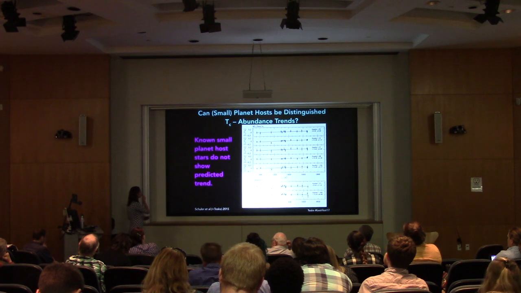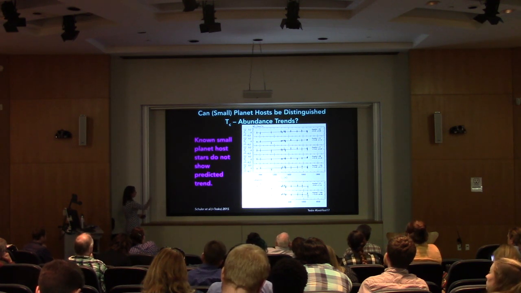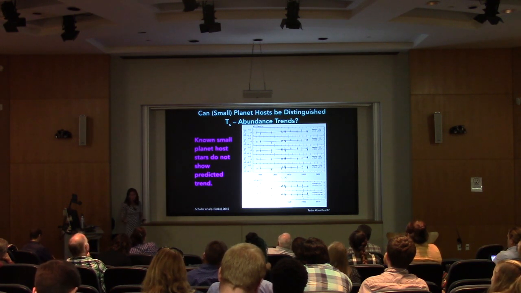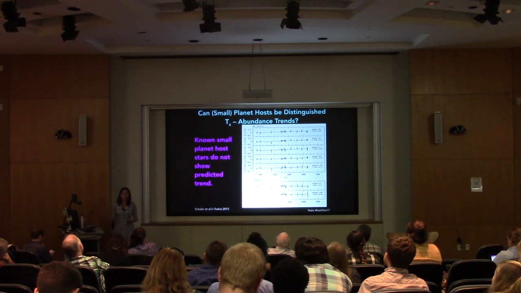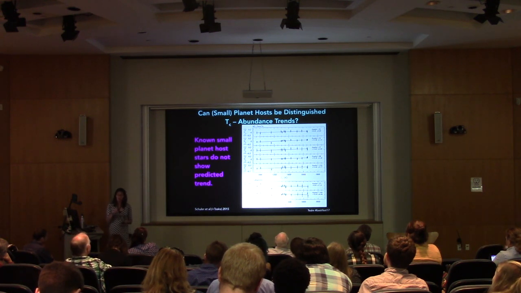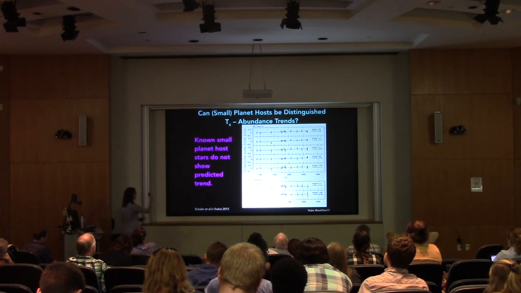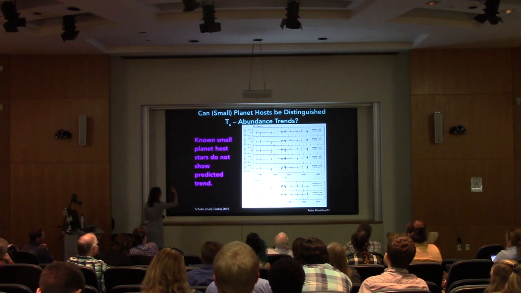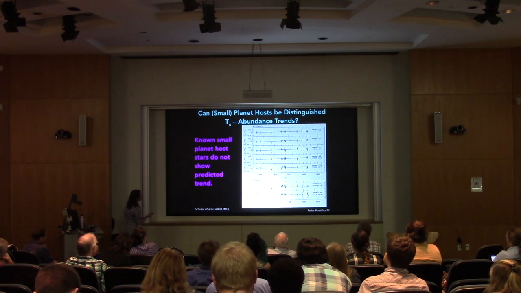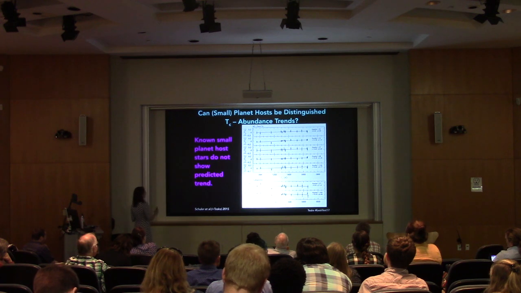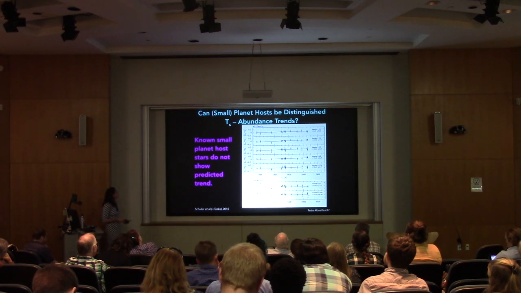And I just also wanted to mention, I've done work with Simon Schuller looking at stars that we know host small planets. And so if we know that they have small planets, we would expect them to have this same depletion in the refractory elements, and we don't see that. And so you would expect the lines to slope down, and in almost every case, they're either straight or going up.